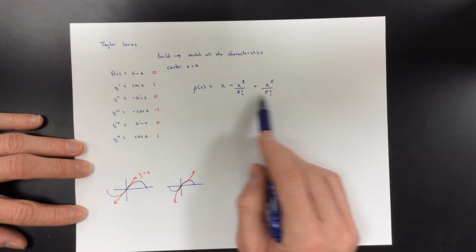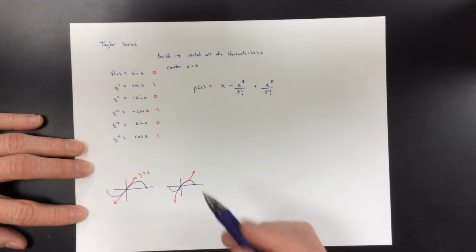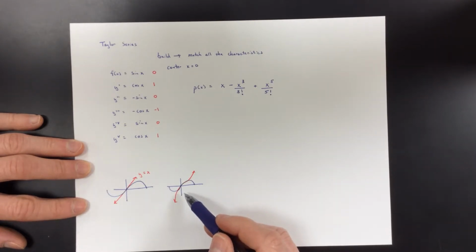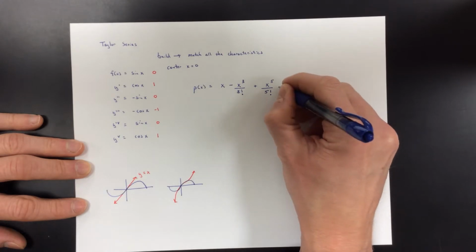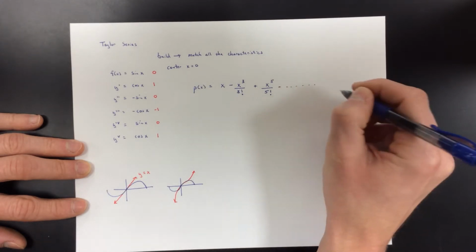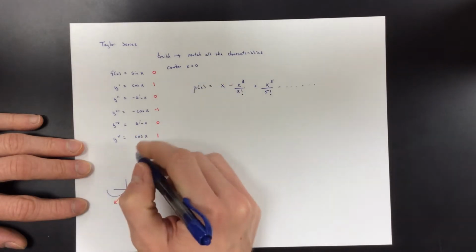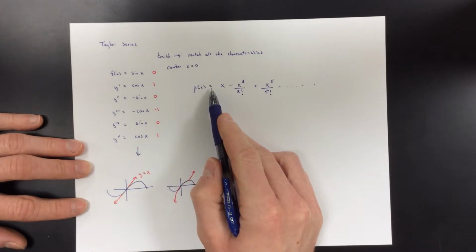Feel free to graph this and graph sine x. They're going to be really close. It's going to look something like this on your graphing calculator. And if we keep adding more terms, and how do we get more terms? Well, we have to keep taking derivatives, and we keep matching. We'll actually get an equal sign, right?